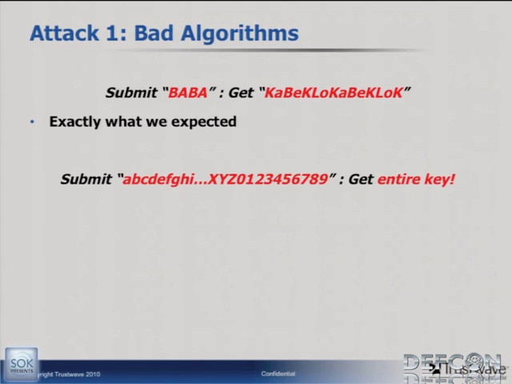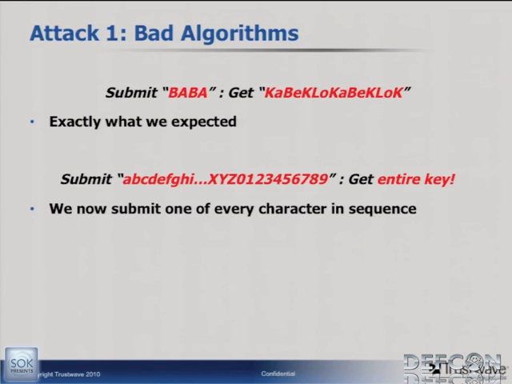So the next thing we'll do is just submit every character, and we get back the entire key. So we see what every character is substituted to. This is a trivially weak cipher, and the Oracle has helped us totally destroy this cipher.